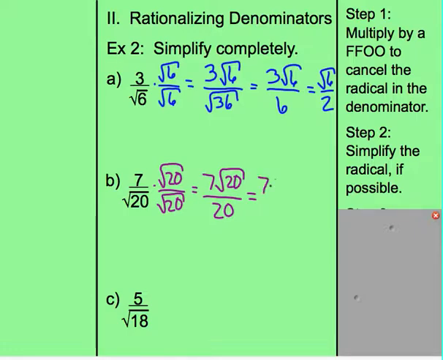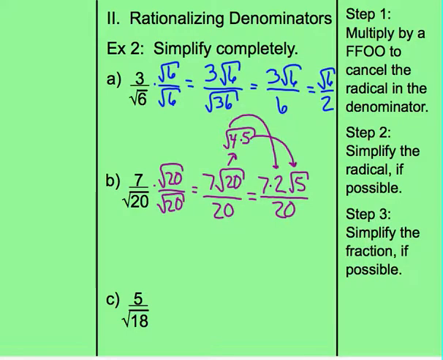So I'm going to pull the square root of 4 outside the radical. 5 is what's left over, so that stays under. That wasn't clear. Remember, 20 is 4 times 5. So the square root came out. 5 is not a perfect square, so that stayed under the radical. 20 is in the denominator. And then 7 times 2 gives me 14. 14 over 20 can be simplified. Dividing them both by 2, I get 7 times the square root of 5 over 10.